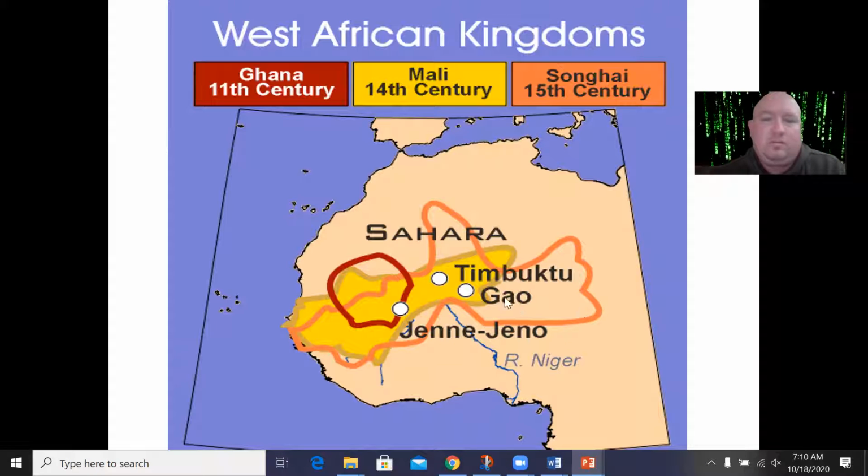We can see here some drawings of where the empires or kingdoms were. The Songhai Kingdom was very much the largest, and it stretched way out to here. The Mali one was the second largest, and Ghana was the smallest. So as time moved closer to the present, these kingdoms were bigger. As you can see, 11th century, 14th century, 15th century.